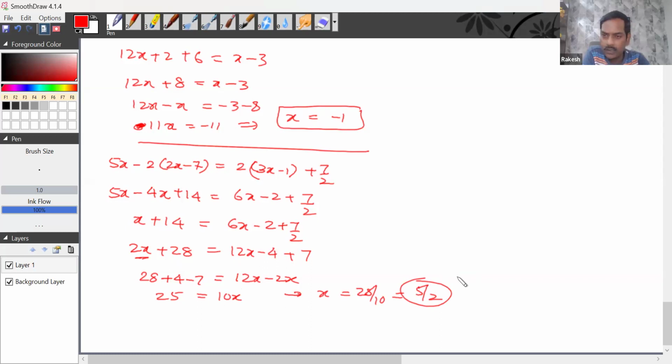Right? So this is all about equations in one variable. The most important thing is that you should be able to convert word statements into equations. Once you have converted into the equation and the equation is right, then solving the equation is not that challenging, right? So I'll just stop here for this video.